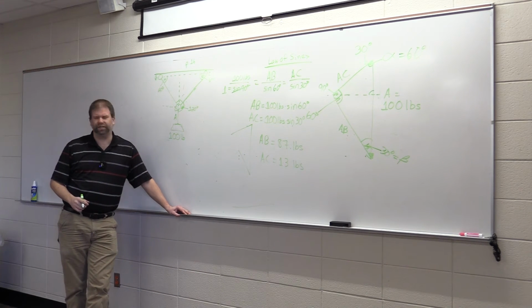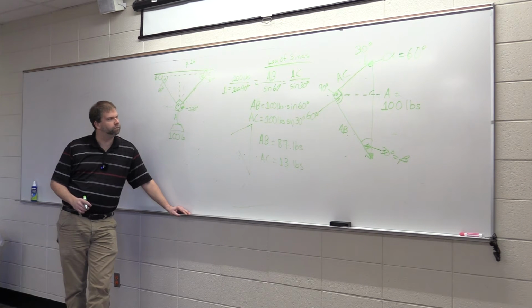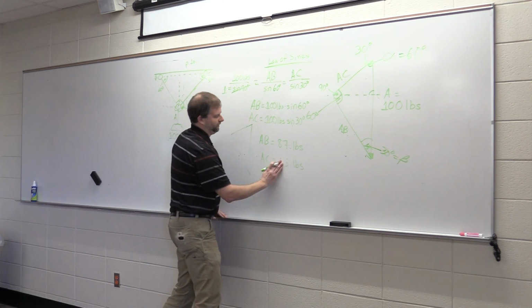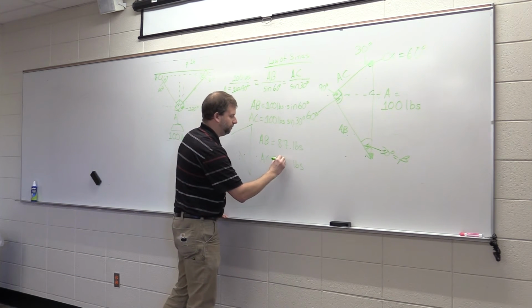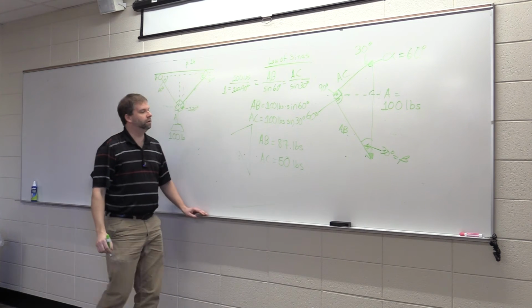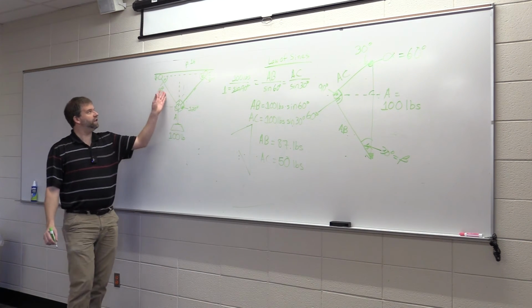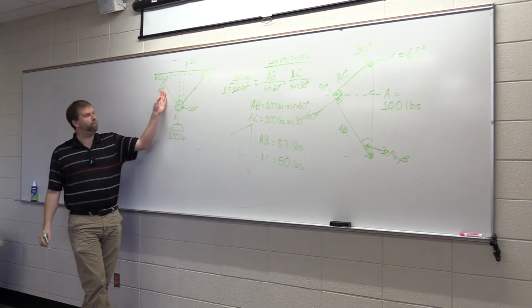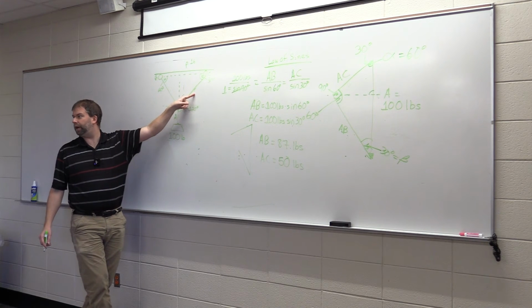For AC, it'd be sine of 30. Sorry, sine of 30 degrees is 0.5. Oh, yeah, I'm sorry, I'm thinking of doing moments where we have to sum them, right? So 87 pounds being picked up by AB, 50 pounds being picked up by AC. Okay?